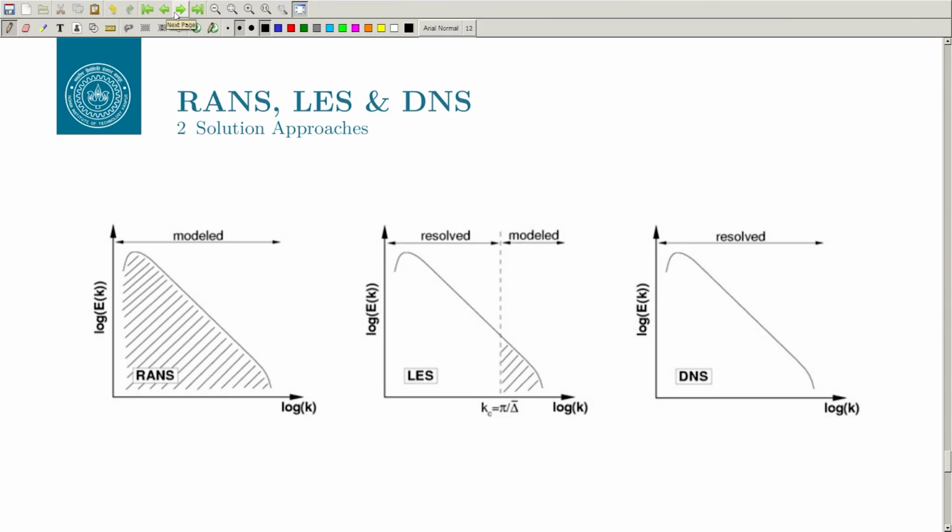And finally, this picture. In RANS we model everything. So, we do not get the variation of energy with the wave number, all you get is an integrated quantity, the total turbulence kinetic energy. In LES we resolve, and a good LES is one where you at least resolve 80% of the turbulence kinetic energy. That is what a good LES is, and we will discuss more about that in the subsequent classes, and the remaining 20% is modeled. In DNS we basically resolve the entire thing, we do not model anything.